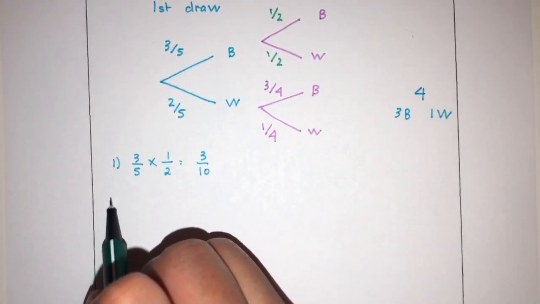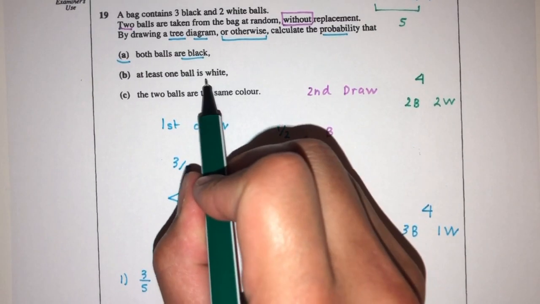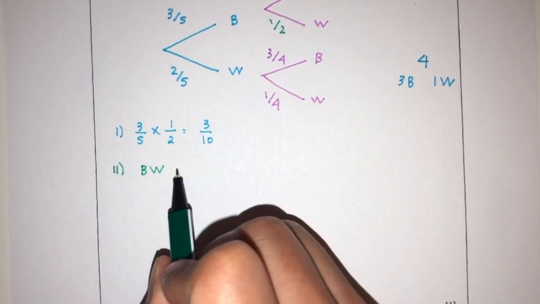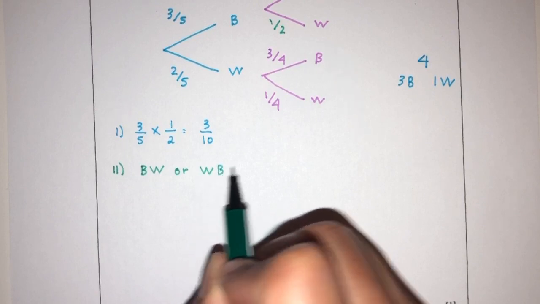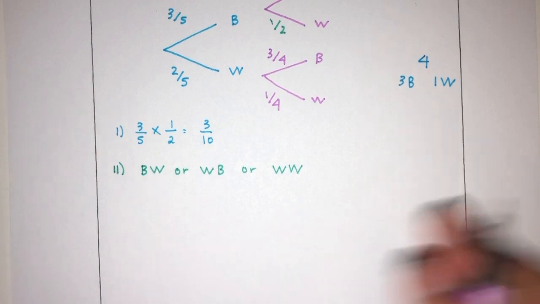Now part 2, at least 1 ball is white. At least 1 is white. So basically it can be what? It can be black, white, or white, black, or even white and white. At least 1 is white, right? So that will be the condition.